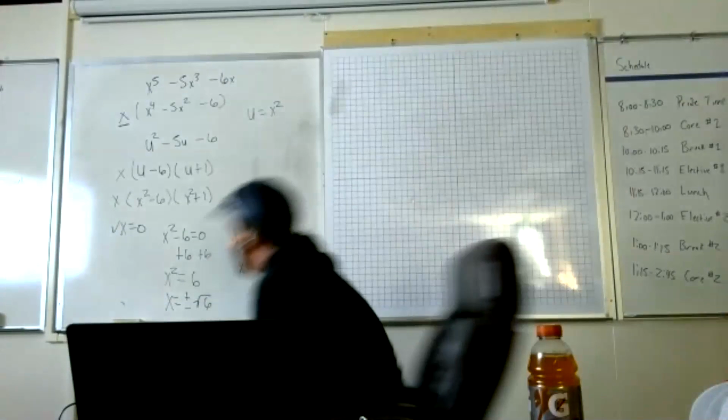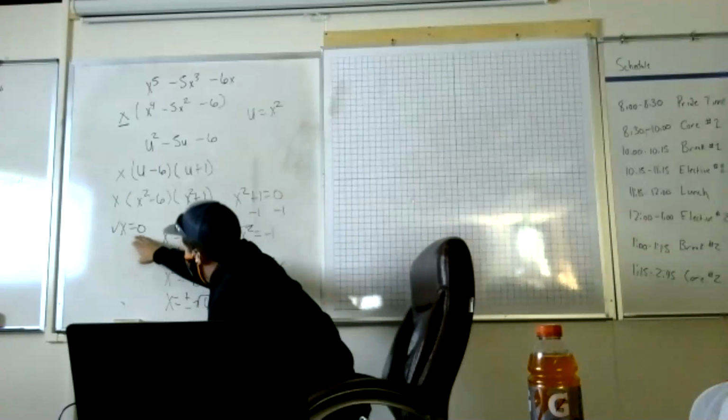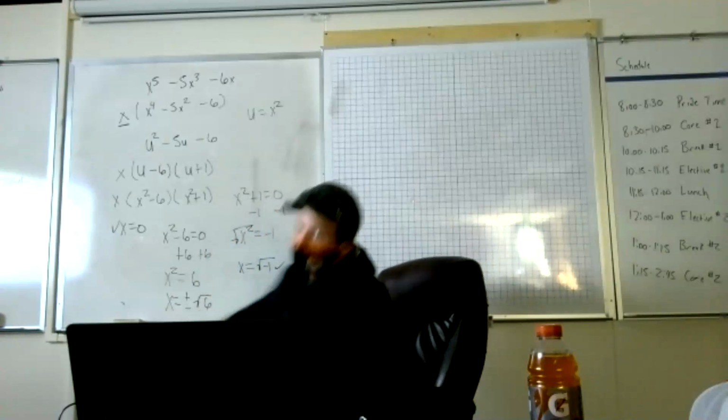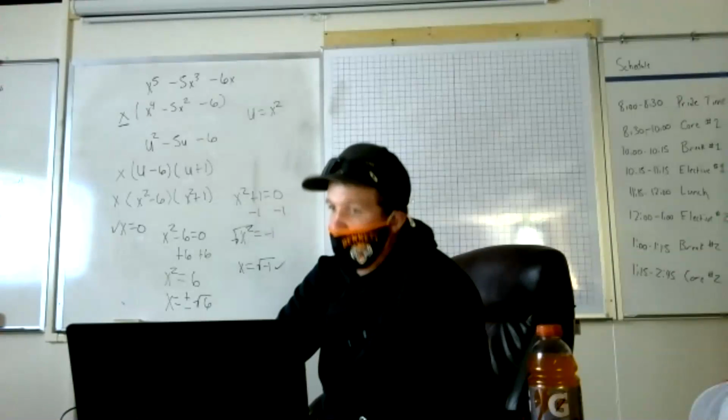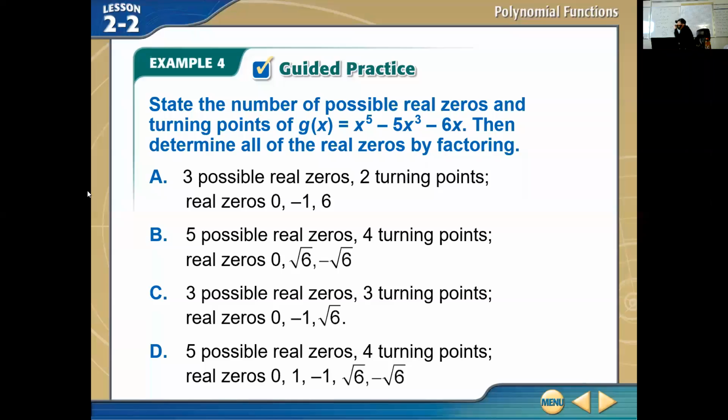Okay? So our zeros are going to be 0 and plus or minus the square root of 6. Nothing changes in terms of possible turning points or possible real zeros. It's just that when we factored it and solved, we got an imaginary number. Most people would probably put D, but that's an incorrect answer because it's the square root of negative 1, or the imaginary unit i. So since those are imaginary, our answer is B. We only have 3 zeros: 0, positive square root of 6, and negative square root of 6.